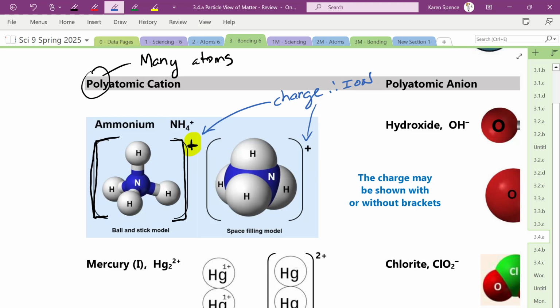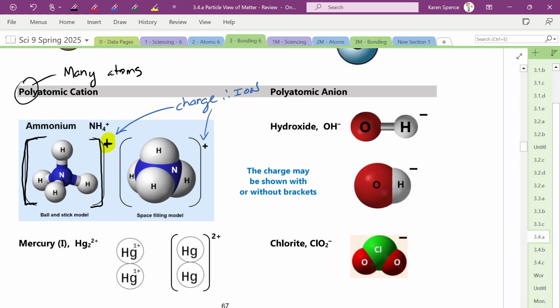That one's ammonium. Can I please go on? Sure thing. That one's hydroxide. OH minus. We see the charge, the charge, the charge, the charge. So in terms of recognizing particles, if you see that charge, you know it's an ion.